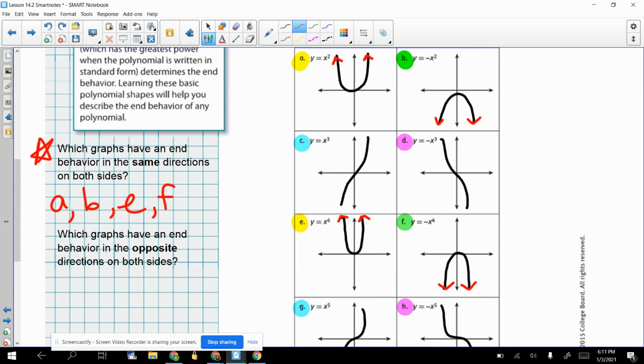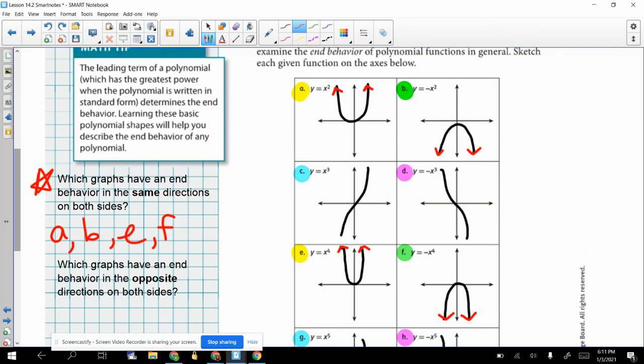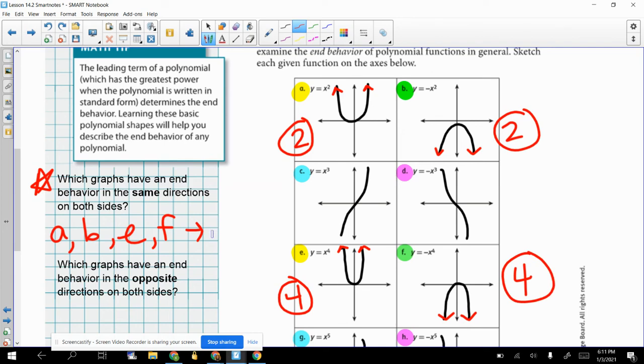Now I want you to look at the degree of each of those functions. A, the degree is 2. B, the degree is 2. E, the degree is 4. And F, the degree is 4. What we're going to find in the next couple of days is that the functions that have the same end behavior also have an even degree: 2, 4, 6, 8. So that's going to be an important factor.